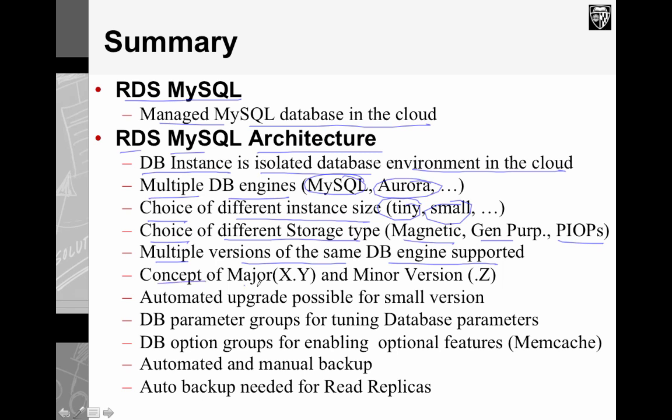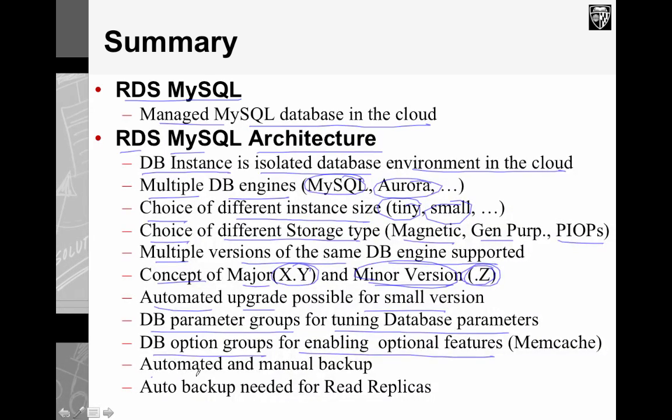There is also a concept of major and minor version numbers. If there is a change in the x.y portion of the version number, it's considered to be a major release change. If there is change only in the third number, which is the .z, then it's a minor version change. The reason that's important is because in case of minor version changes, you can have automated upgrade turned on for the small version changes. There is also a concept called DB parameter groups for tuning the database parameters. There's also a concept called DB option groups for enabling optional features like memcache.